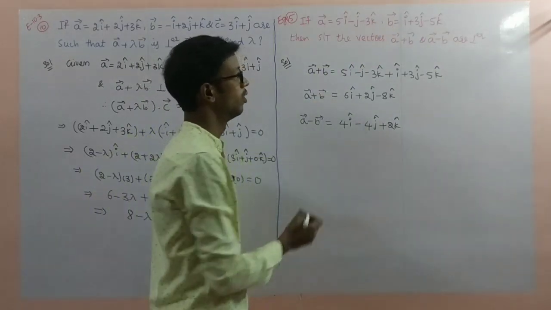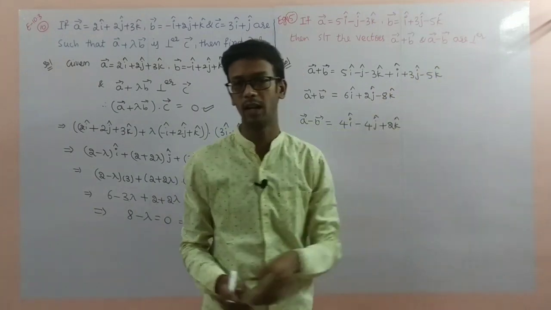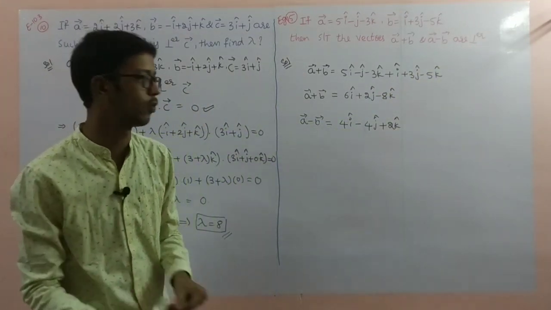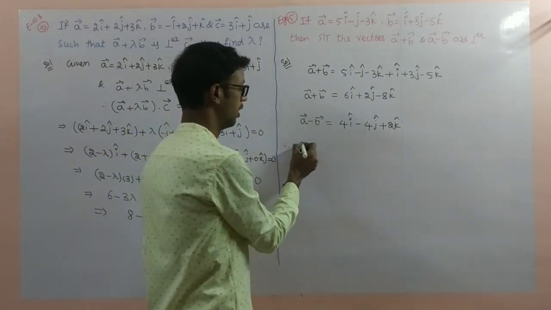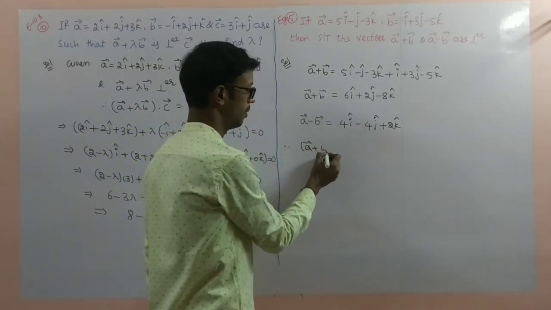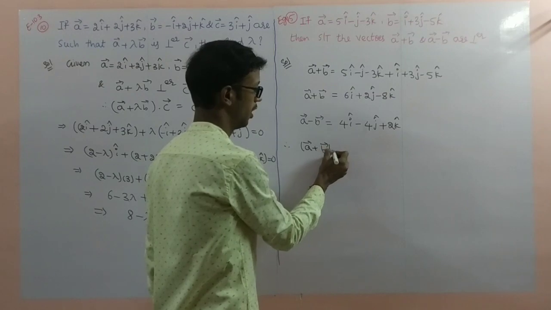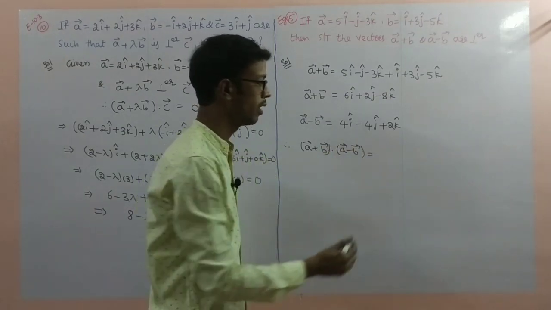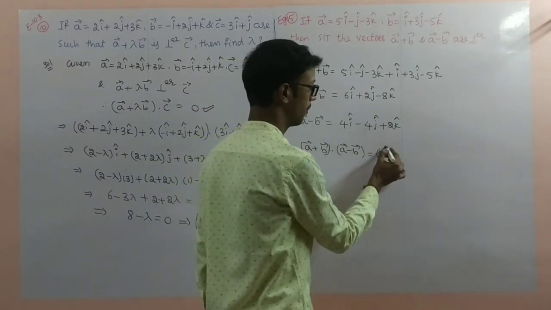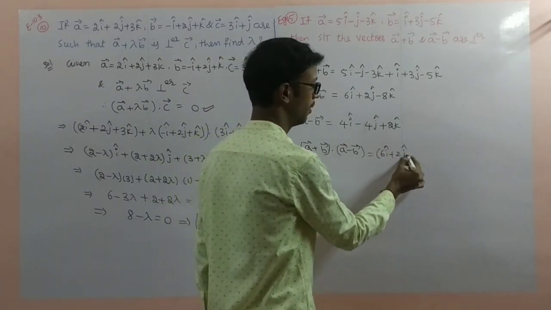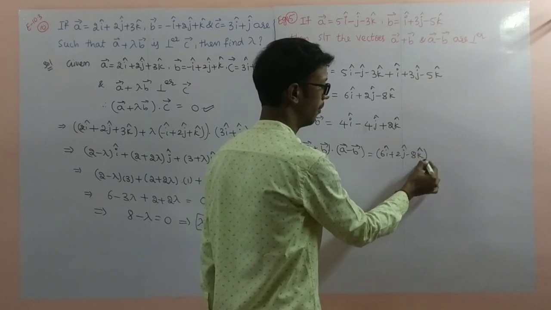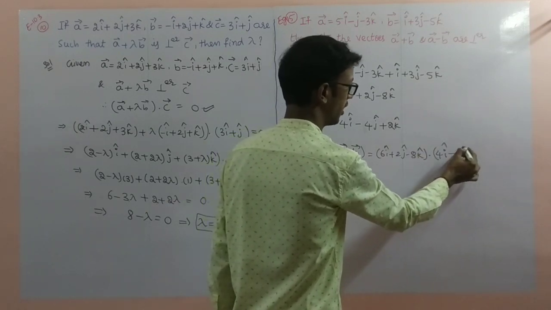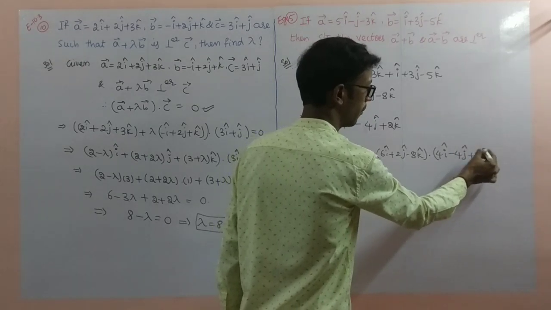Now these two vectors are perpendicular. Just as we discussed, perpendicular means the dot product should be equal to 0, and that we have to check. Therefore, A bar plus B bar dot product with A bar minus B bar: 6i cap plus 2j cap minus 8k cap, dot product with 4i cap minus 4j cap plus 2k cap.